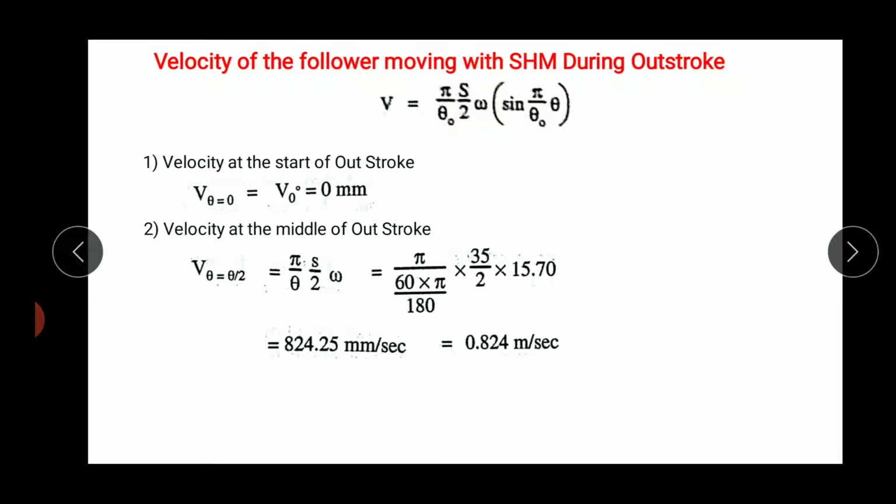Only one thing you should do is draw a vertical line and calculate only the trigonometric part at the start, at the middle and at the end of out stroke. So at the end of out stroke, velocity will become 0.